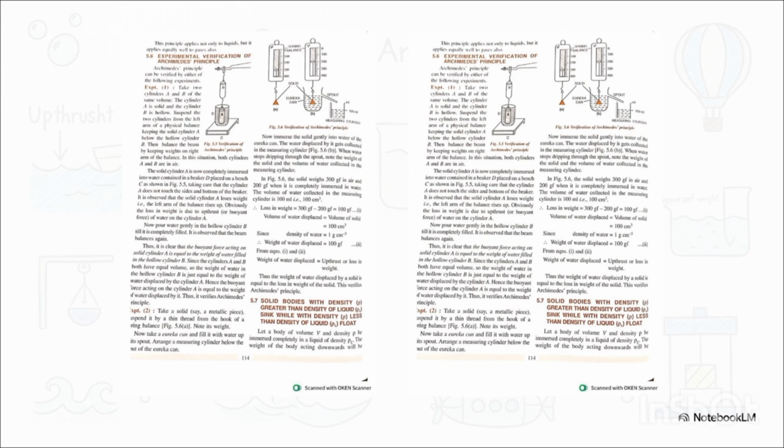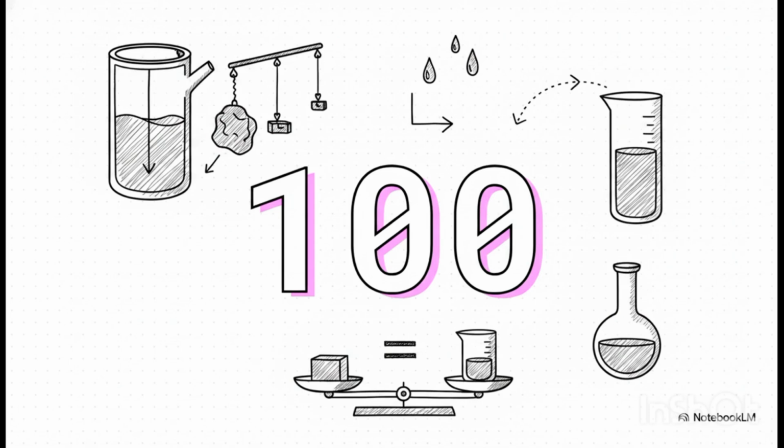On the other side, we have the classic Eureka can experiment. You lower a solid into a water-filled can with a little spout on it, and as it goes under, the water it displaces spills right out and gets collected in a measuring cylinder. Let's put some real numbers to this to make it stick.